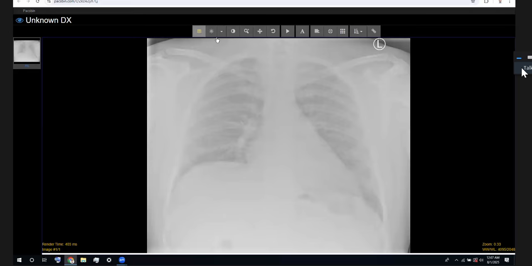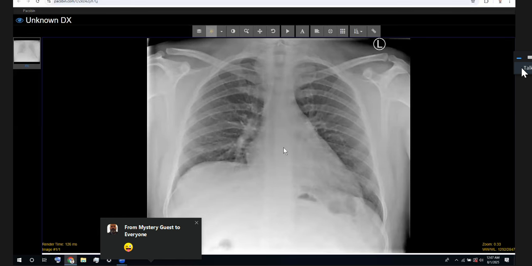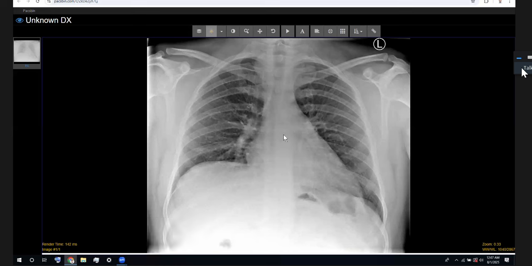So this should be a chest X-ray. Just alter the windowing there. This is a 30-year-old man who's presenting with chest pain to A&E. So he's had a chest X-ray. What do you think of it?